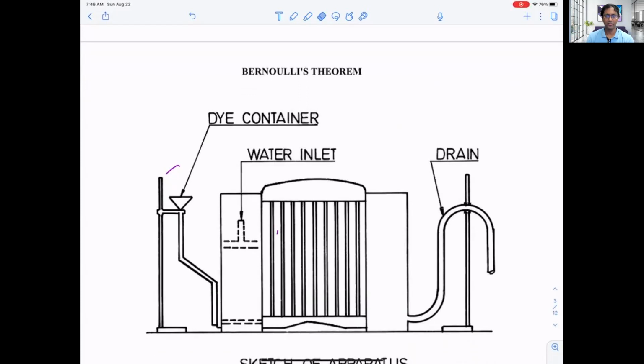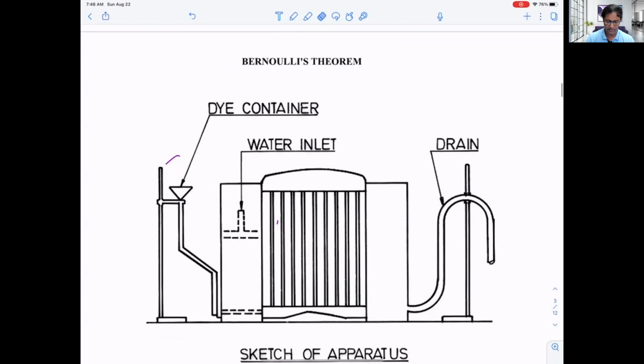So in the year 1738, Daniel Bernoulli stated that if a system is in a steady state condition, right? What is steady state condition? Steady state condition means that if the flow variables like the velocity of flow, the depth of water, and the flow rate Q are constant with respect to time, this should not be changed. If everything is constant, then what will happen?